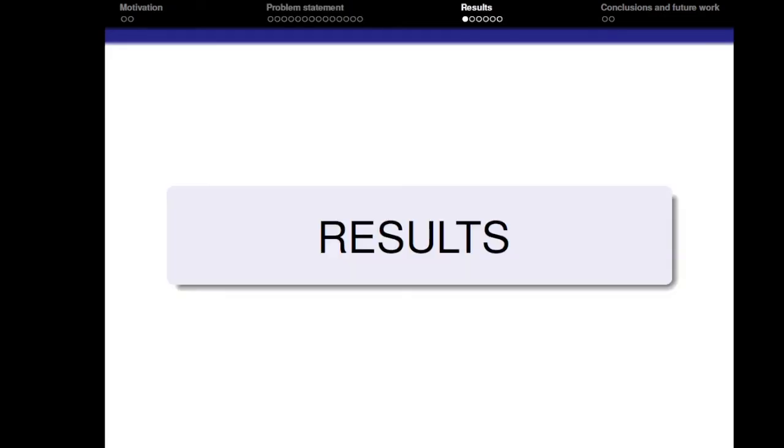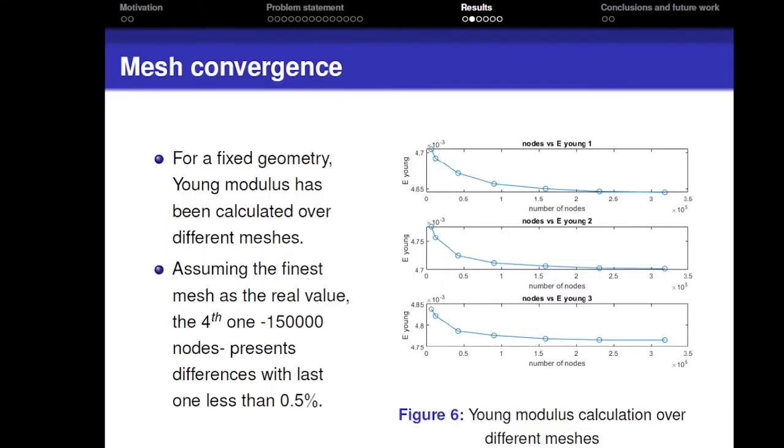Now, we are going to present our results. The first one is the mesh convergence. We have said previously that a finer mesh leads to better results, but also to a greater computational cost. Then, for a fixed geometry, the Young modulus has been calculated over different meshes. And we found that assuming the finest mesh, this one, as the real value, the fourth one, this one, presents a difference with the last one of less than 0.5%. So we have selected that mesh size for the next calculations.